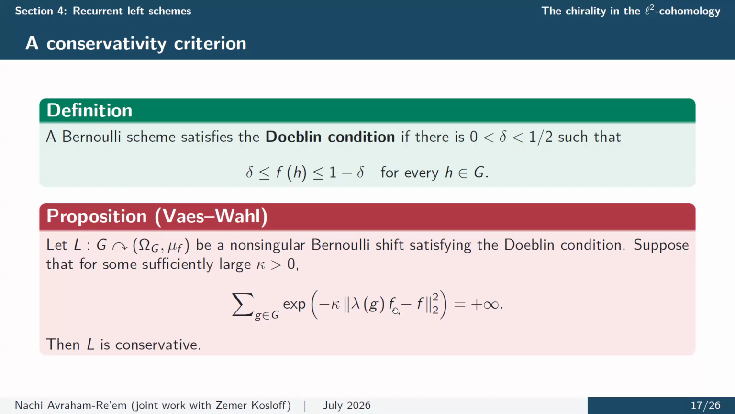But as long as this cocycle doesn't grow too fast, pulling this exponent down very fast, this sum diverges, and as long as that has not happened, the Bernoulli shift will be conservative. Now, I don't want to get into why it's true. I just want to mention that this is the tool that inspired us for the following construction.